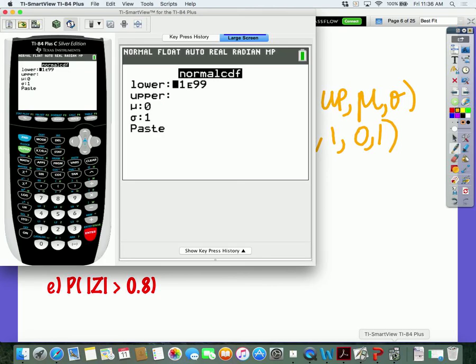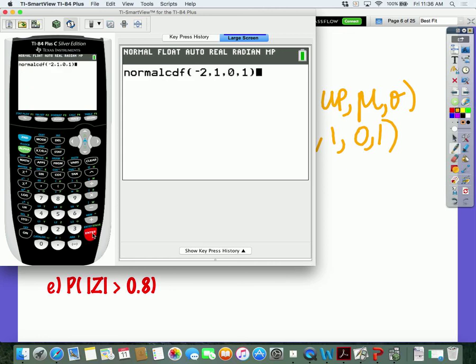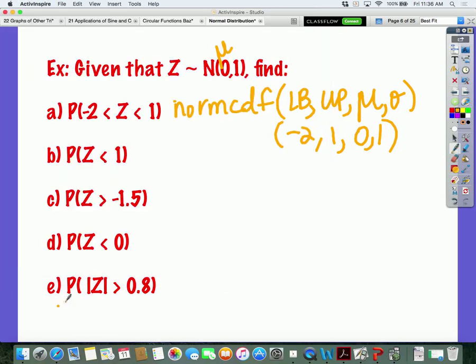If yours looks like mine, I'm gonna type in the same thing. It's just kind of already outlined for me. I got -2. My upper is 1. My mean is 0. My standard deviation is 1. I'm gonna paste it in. So mine's just gonna look like yours at the end. And then when we click enter, we get the probability. And we round to 3 decimals, so 0.819. And as simple as that. So that gives us our probability for the standard normal distribution.